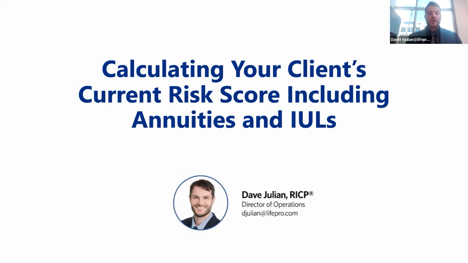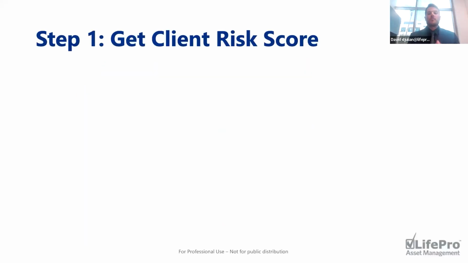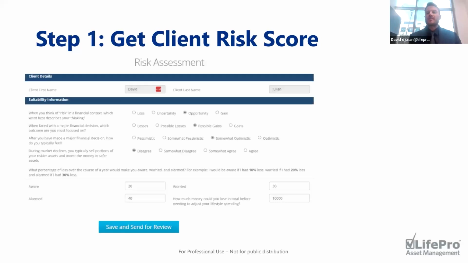So I'll kick us off here. This is an add-on to what Rob talked about last month. Step one to all of this, and this is the work in progress portion, is we are going to get a client's risk score. Rob talked about last month the risk-based strategies that we have, and we've sent around a few emails on some of the new questions that we have around a new risk assessment.